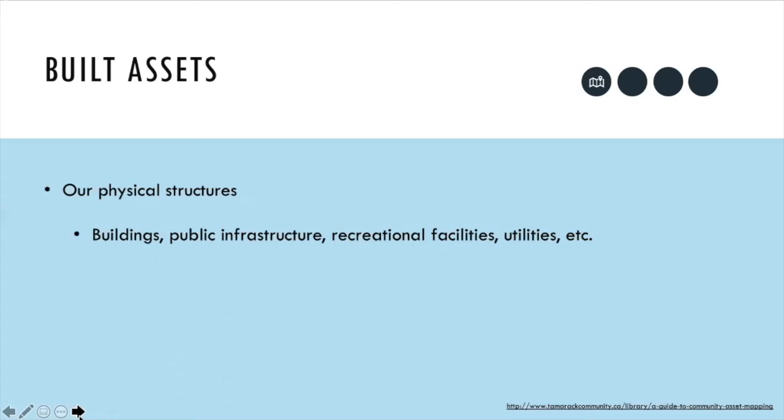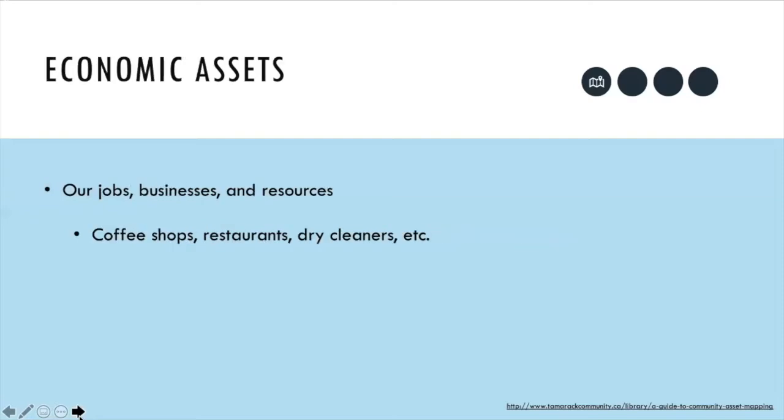Maybe you had as one of your categories built assets. So these are our physical structures, buildings, public infrastructure, recreational facilities, utilities, things like that. On the next slide, we see economic assets. These are things like our jobs, our businesses, and our resources.